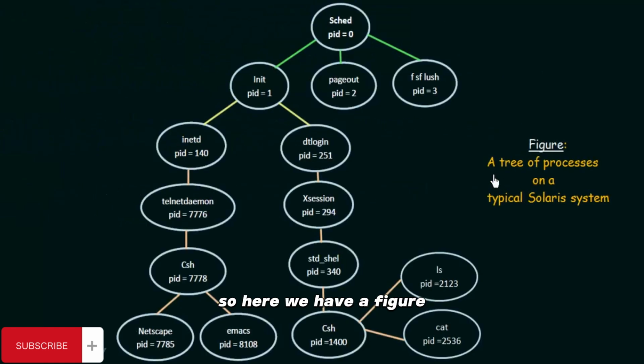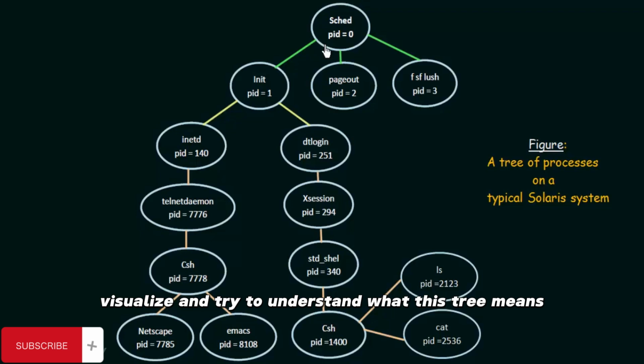Here we have a figure, which is a tree of processes on a typical Solaris system. As I told you, it looks like a tree structure. Let us try to visualize and understand what this tree means. All these oval shapes represent particular processes. Each has a name and a unique ID, which we call the process ID or PID. Each process is identified by its unique number, the PID, which we discussed in the previous lecture.